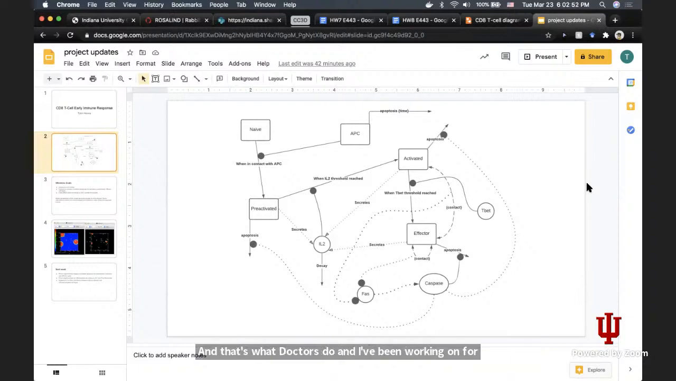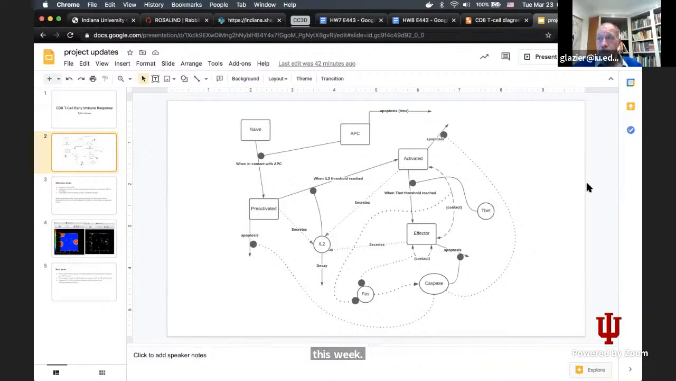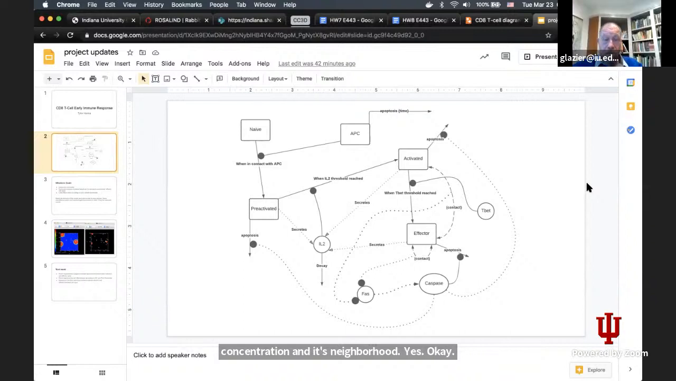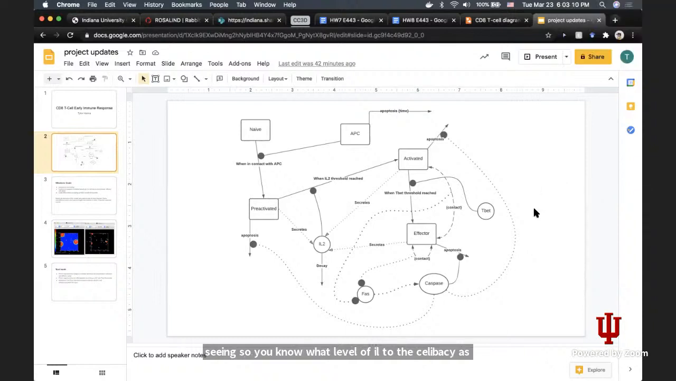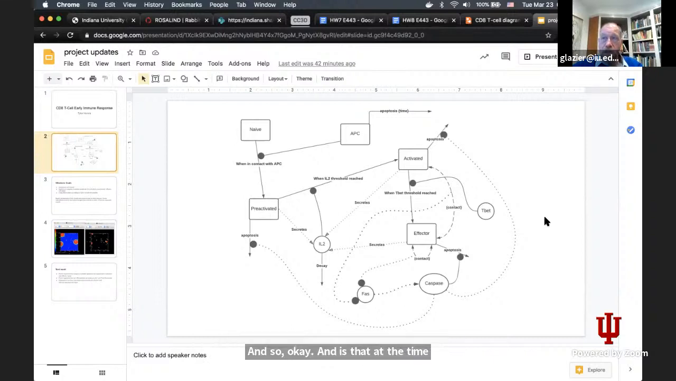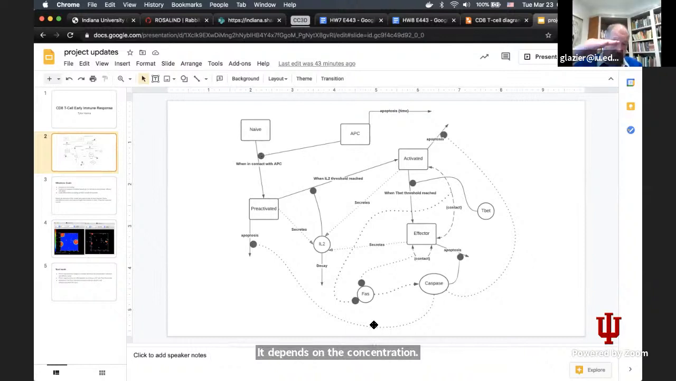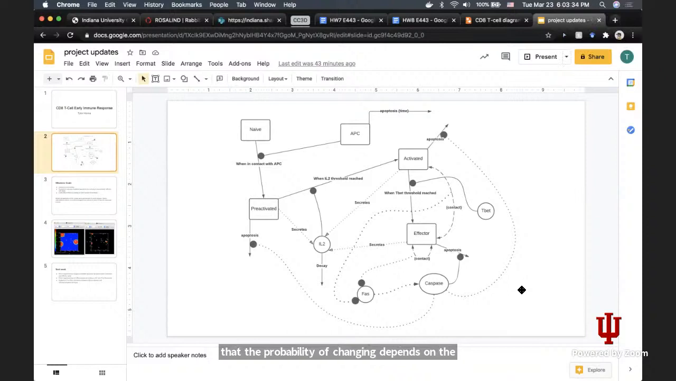Okay. And so the pre-activated cell reads the IL-2 concentration in its neighborhood? Yes. And you've got something that reports what it's seeing, so you know what level of IL-2 the cell is seeing? That's correct. And is that a deterministic transition, or is it a rate law where the probability of going from pre-activated to activated depends on the concentration? It depends on the concentration. But is it a fixed threshold where if the concentration is above X, you do it, or does the probability of changing depend on the concentration? It is a fixed threshold.